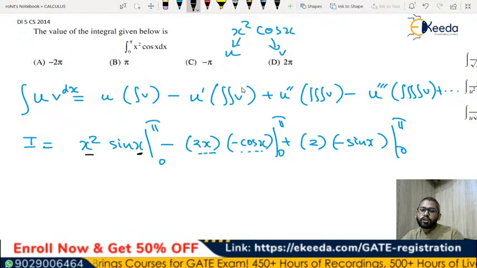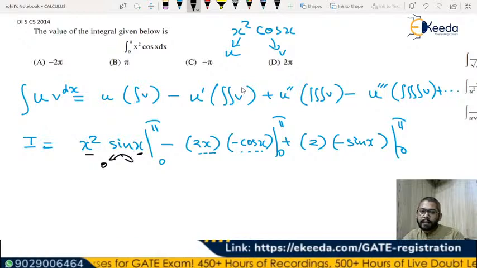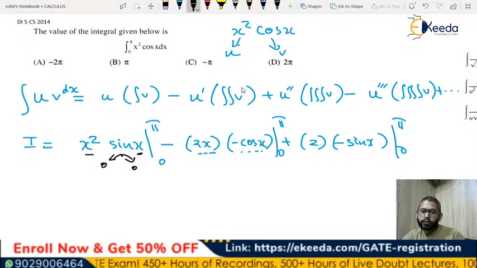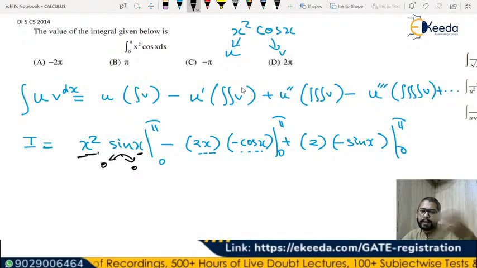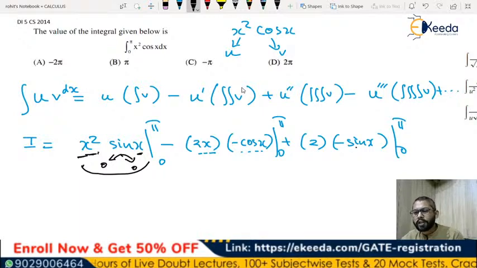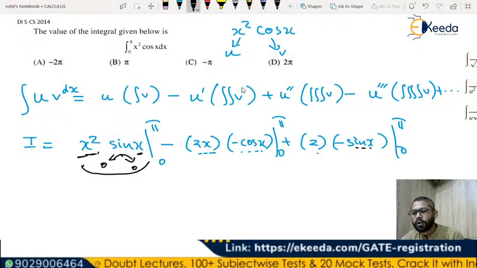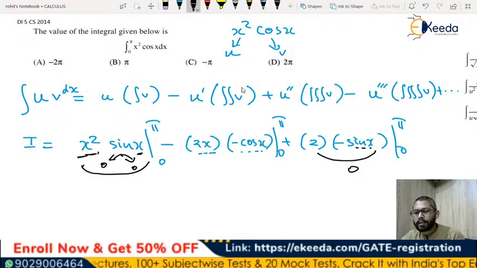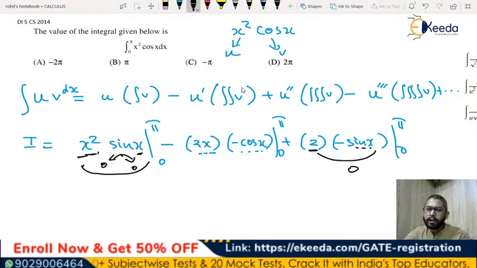So sin pi will also be 0, the upper limit, and sin 0 will also be 0. So forget about this, whichever is as a coefficient. So sin x, sin pi and sin 0 is going to be 0. So this entire term is going to be 0. Similarly, this is also having a sin term for pi and 0. So this will also become 0 no matter what this constant is.